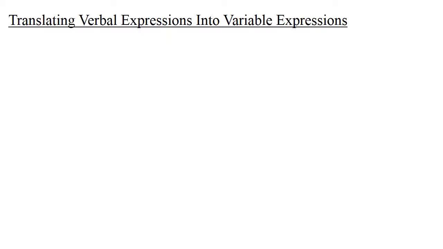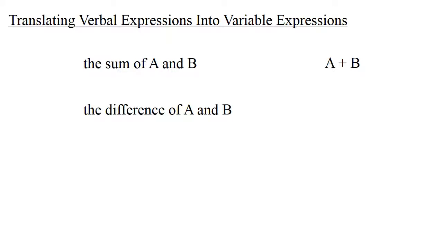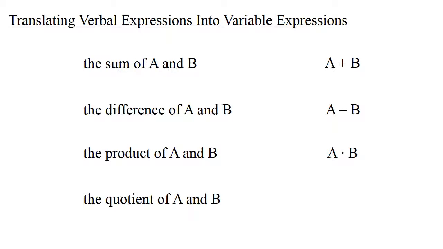Alright, so we're going to look at translating verbal expressions into variable expressions. And I'm going to start by going over the four most common phrases you will hear in mathematics and science. So something like the sum of A and B means you are adding A and B together. The difference of A and B means you are subtracting A and B. The product of A and B means you are multiplying A and B. And the quotient of A and B means you are dividing A and B.